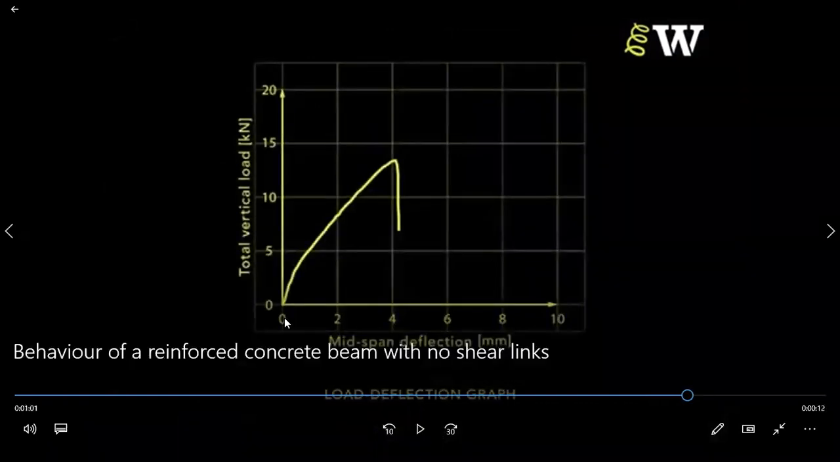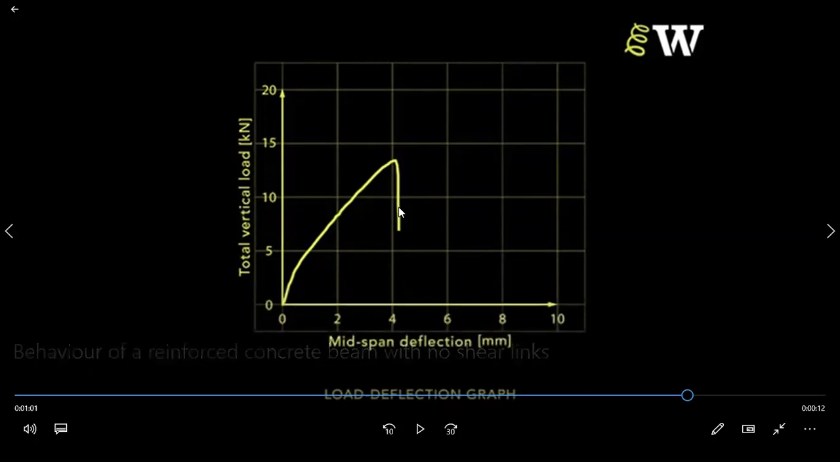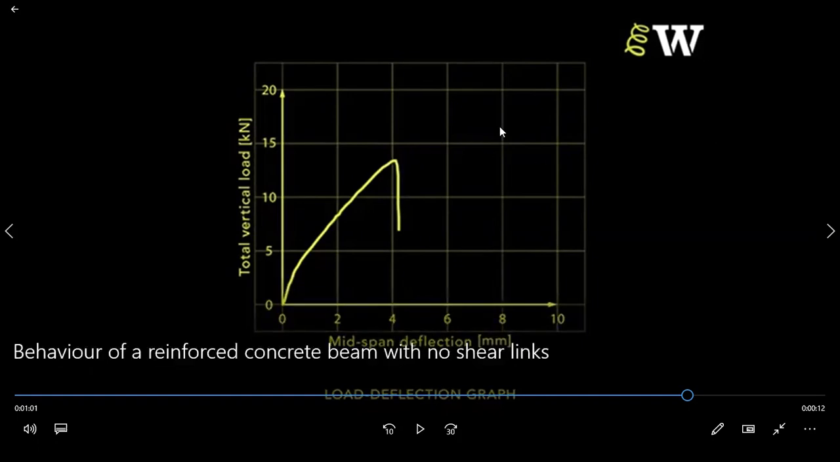See again, if you look at the graph between total vertical load and deflection, you can find the linear curve and there is a sudden drop. Why? Because there is only elastic behavior till this point and no plastic behavior. Your concrete is a brittle material. Brittle materials don't have any plasticity, isn't it? So you can't find any plastic behavior in the concrete.